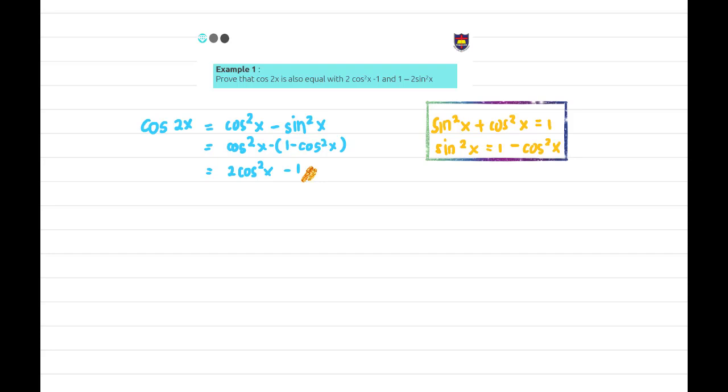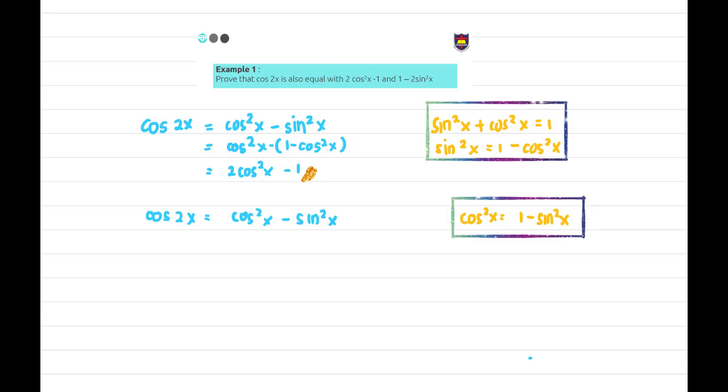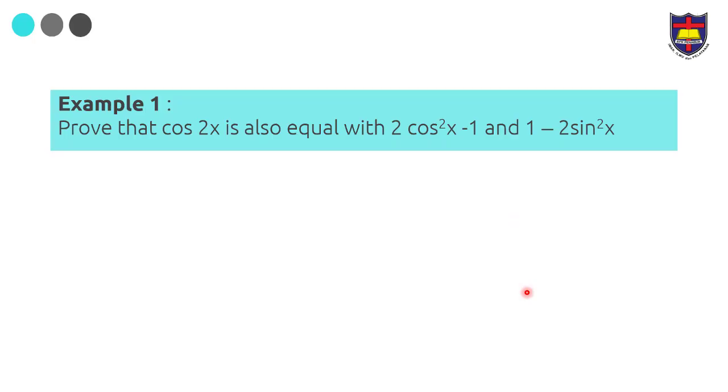So this is proven. Next, for the other formula, we will have cos 2x again, which is cos square x minus sine square x. The identity formula will be changed, become cos square x equal 1 minus sine square x. So we just need to substitute that cos square is 1 minus sine square, and then collect the sine square together. So do you get the same result? Good job.